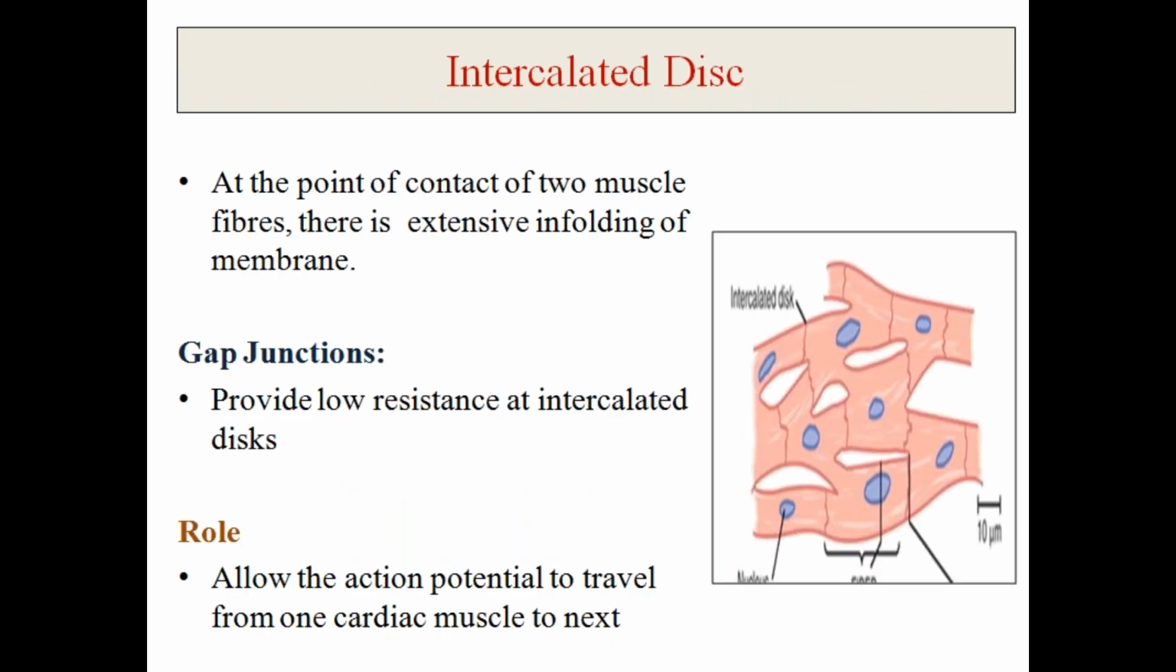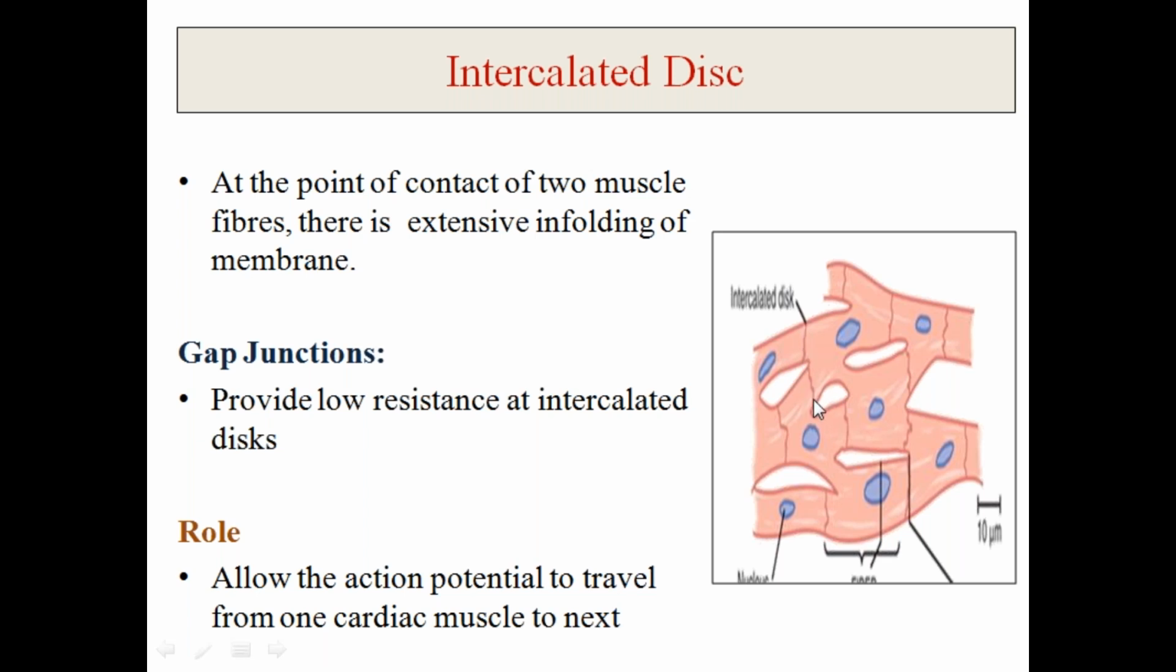At the point of contact of two muscle fibers, there is extensive folding of the membrane, and this extensive folding of the membrane at the point of contact of two cardiac muscle fibers we call the intercalated disc. You can see here, these are intercalated discs. And at these intercalated discs, there are a lot of gap junctions.